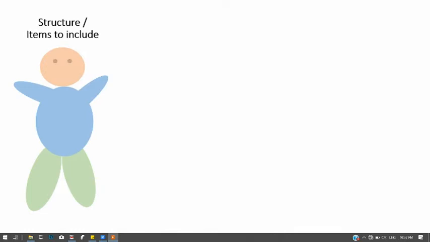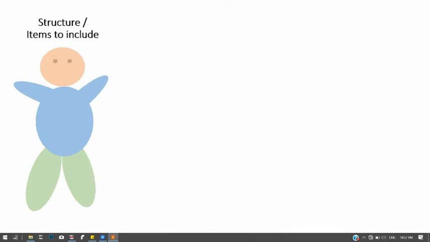Okay, next. Let's talk about the structure and the items to include in the formal letter. Again, we are going to use this figure. Note that this figure is like a human figure divided into 3 zones. I have already divided them into colors. The peach one is the top zone, the upper part. The blue zone is the middle one, and the green zone is the bottom one. That resembles the body of a formal letter actually.